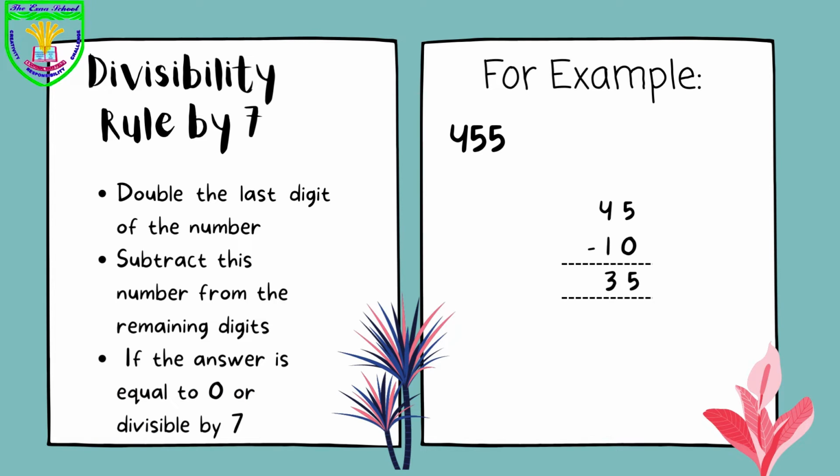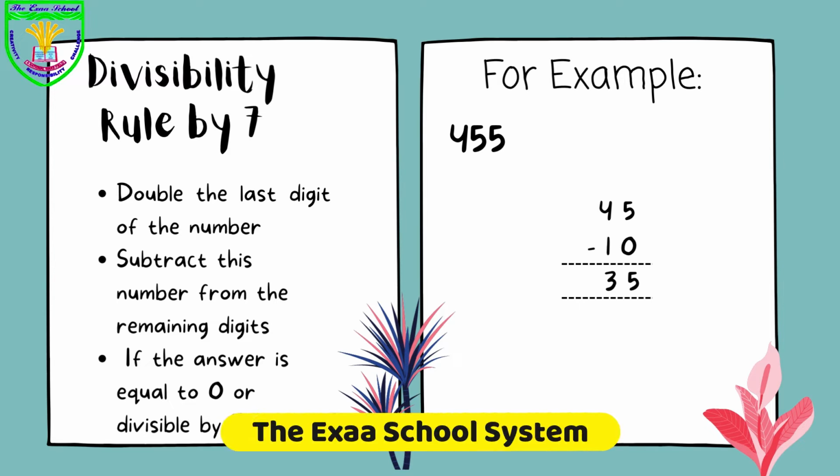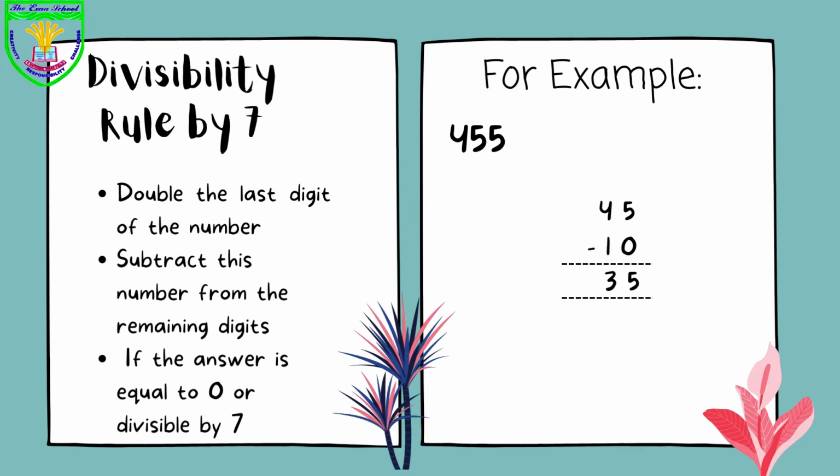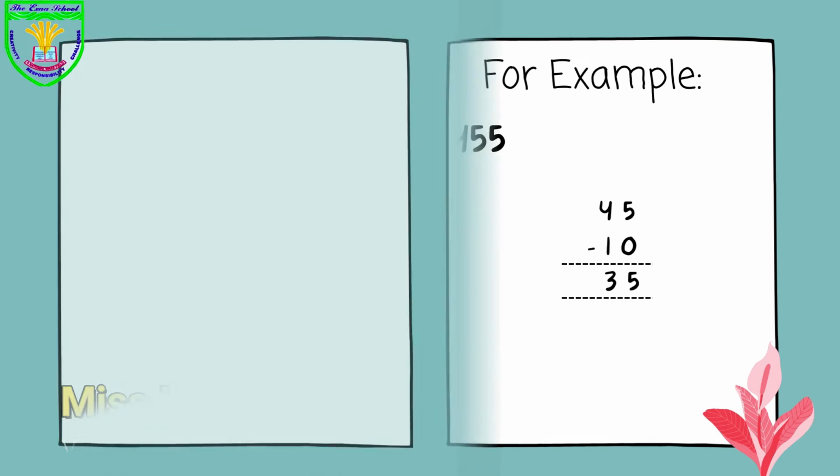So, if the answer is equal to 0 or divisible by 7, then the number must be divisible by 7. We can see that our answer is 35 and it is divisible by 7. So, the given number 455 is also divisible by 7. Now, let's take another example.